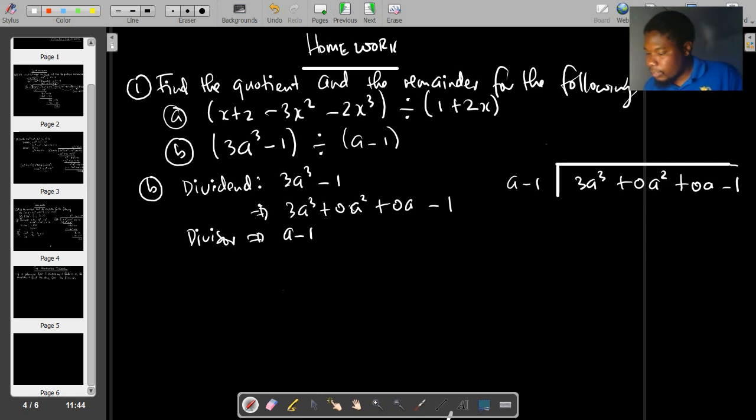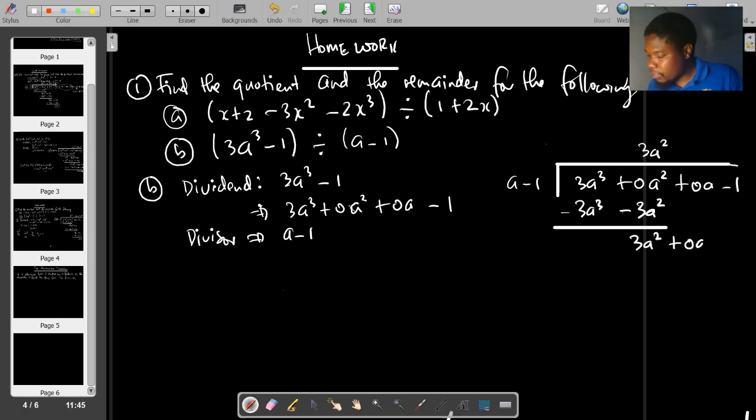Okay, so a into 3a to the power 3 is 3a to the power 2. 3a to the power 2 times a is 3a to the power 3. 3a to the power 2 times negative 1 is minus 3a to the power 2. Subtract. So 3a to the power 3 minus 3a to the power 3 is 0. And then 0a squared minus 3a squared gives you positive 3a squared. Okay, so 3a squared there.